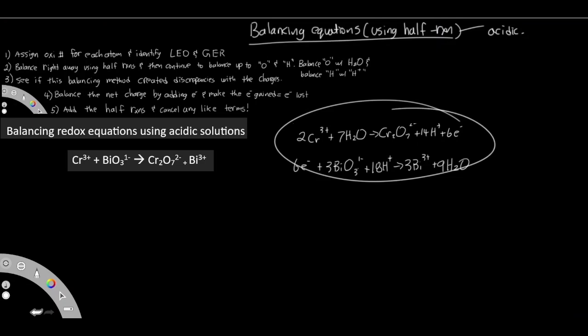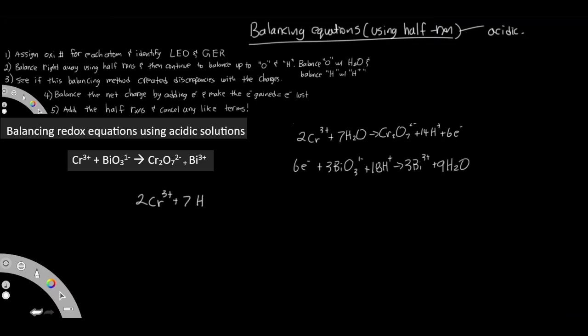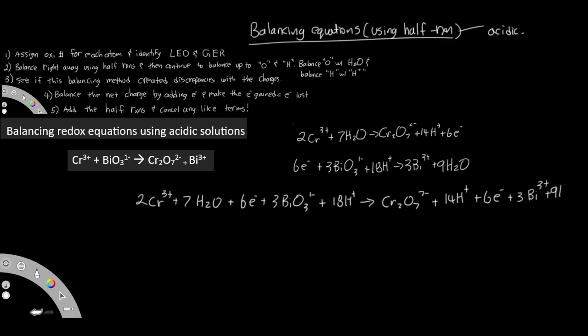All right, so now that we have these two equations nice and ready to be added up, because obviously step 5, we've got to finish it off by adding the half reactions. So let's just get it right over here. We got 2 Cr3+ plus 7 H2O plus 6 electrons plus 3 BiO3 1- plus 18 H+ yields our Cr2O7 2- plus 14 H+ plus 6 electrons plus 3 bismuth ions plus 9 H2O.